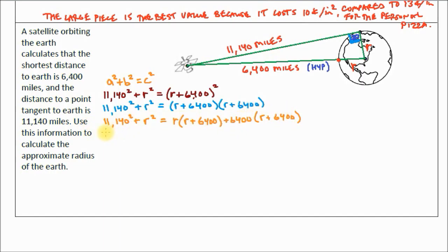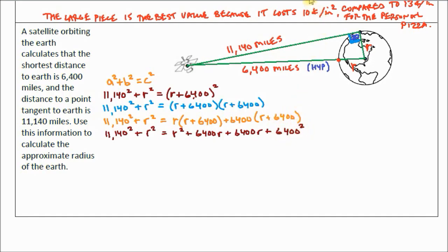Okay, let's go to the next step. We got 11,140 squared plus r squared. Let's distribute. R times r is r squared. R times 6,400 is 6,400r. 6,400 times r is 6,400r, and 6,400 times 6,400 is just 6,400 squared. Again, I could multiply those out. I'm going to get like 40 million something. I'm going to leave that as a square.